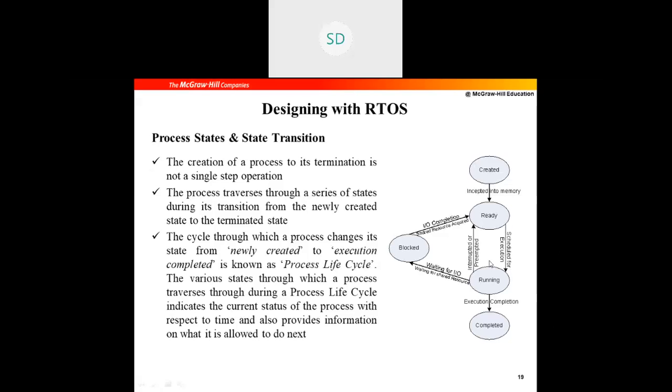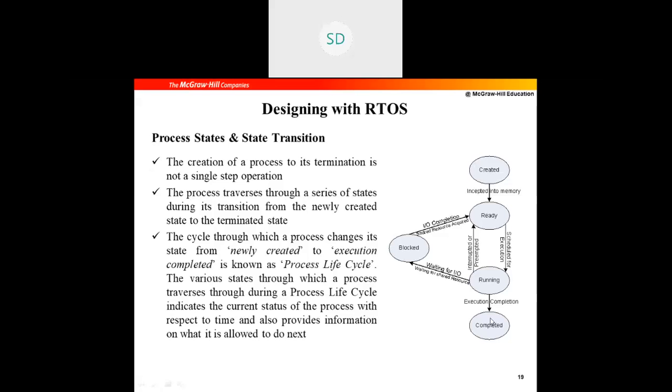So basically, there should be some scheduling strategies, because there may be n number of processes in a particular embedded system. There may be more than one process in the ready state. So the execution of these processes should be scheduled, that is, the CPU should be shared among these processes. Once the scheduler schedules the execution, there will be a transition from the ready state to the running state.